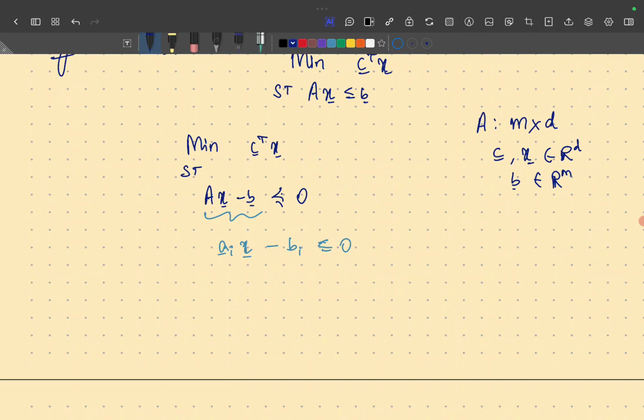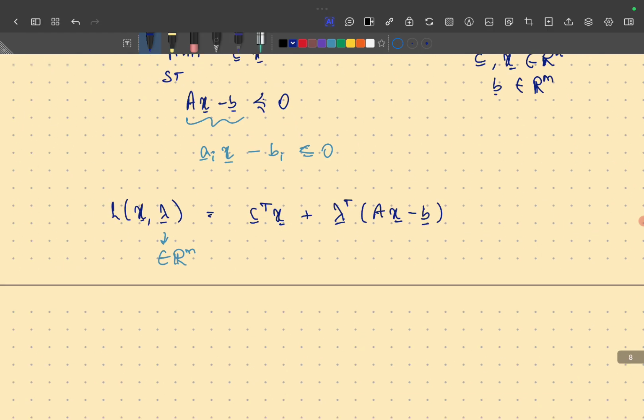Let's go ahead and try to compute the Lagrangian. This is equal to C transpose X plus, I can write this as, lambda transpose (AX minus B). Do you agree with me? Okay, great.